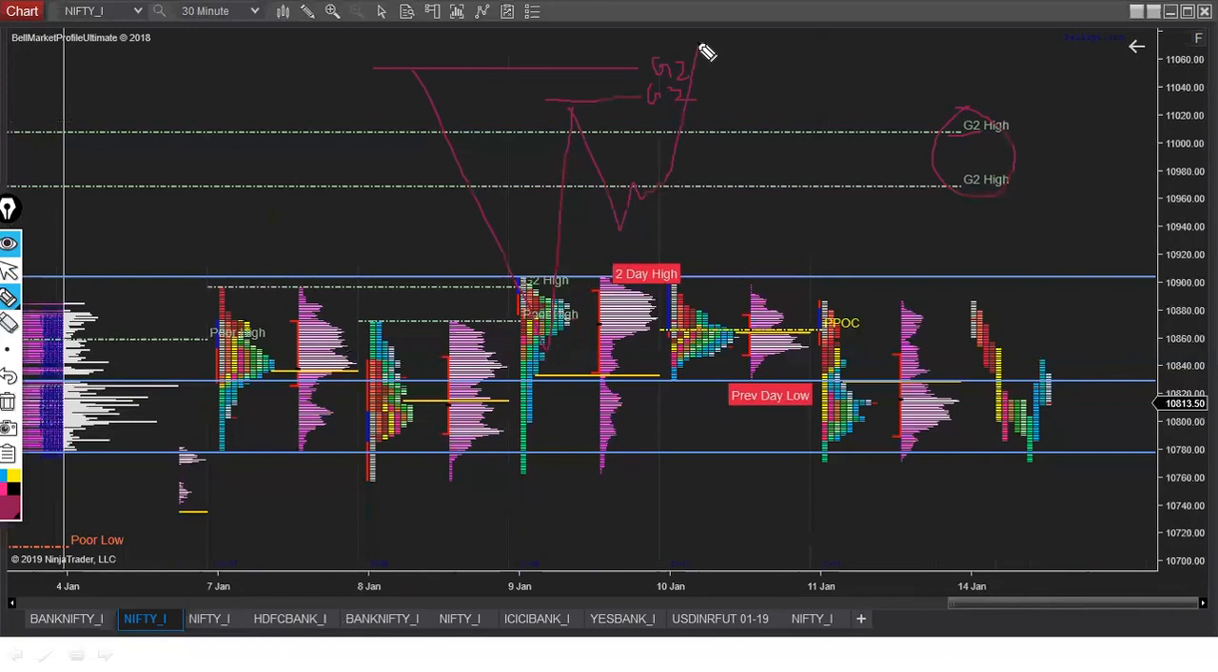So these are the two levels which I'm anticipating. I'm expecting one more level of testing at 11,000, but I'm not expecting anything beyond that as of now. This G2 high also matches with the Jan 1 high, and then another 30, 40 points from there, one more G2 high is there. That is the max expectation as of now for this series on the upper side.